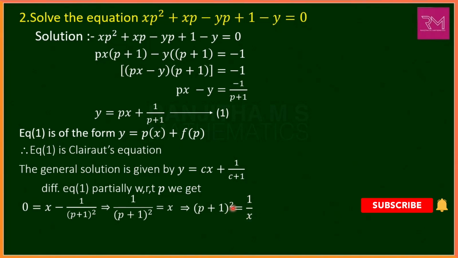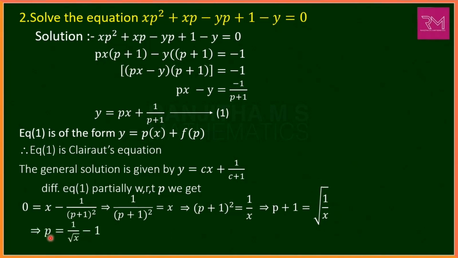Or take this square to the right hand side, that becomes a square root, that is p plus 1, which is equal to square root of 1 by x. Or we can take the value of p by splitting it as square root of 1 by square root of x. We know that square root of 1 is 1 itself. Therefore, we get the value of p as 1 divided by square root of x minus 1. This is the value of p.